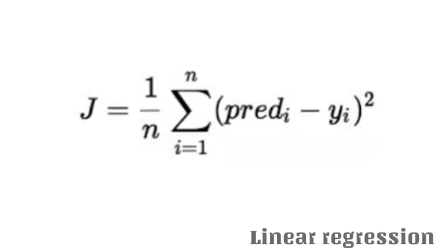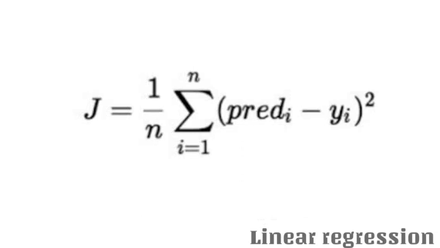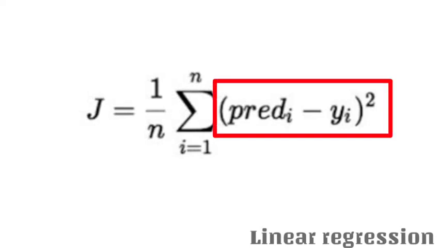So basically here the summation will be carried out for these 1 to n terms. So n terms will be calculated: the first term, second term, up to the nth term. So predicted of i minus yi.